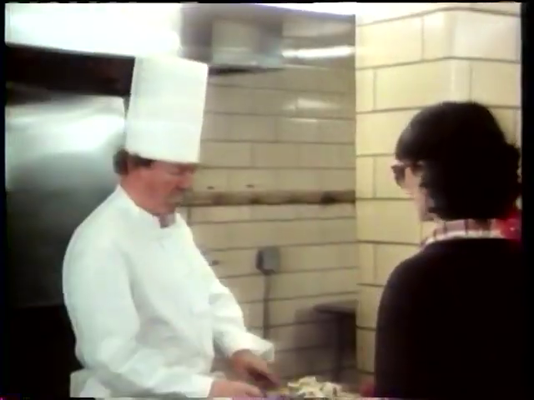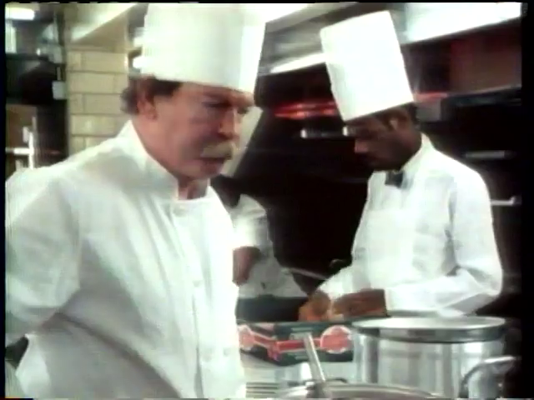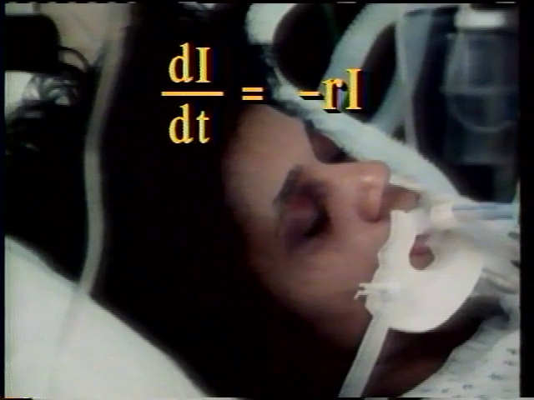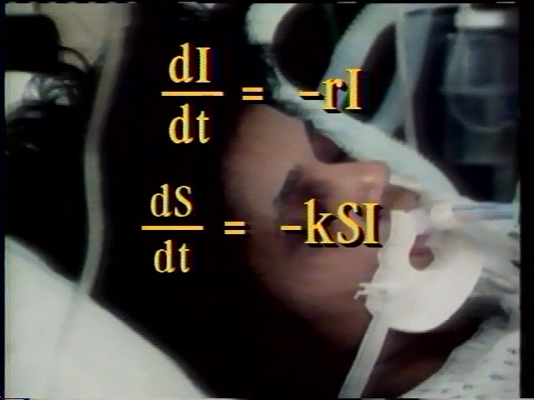Before time runs out, let's try again, this time with differential equations. Our first assumption is that dI/dt, the rate of change in the number of infecteds, is proportional to the number who are currently infected, or minus RI, where R, our proportionality constant, represents the removal rate. Our second assumption is that dS/dt, the rate of change in the number of susceptibles, is proportional to the product of those currently susceptible, S, and those currently infected, I. Both of these are reasonable assumptions.